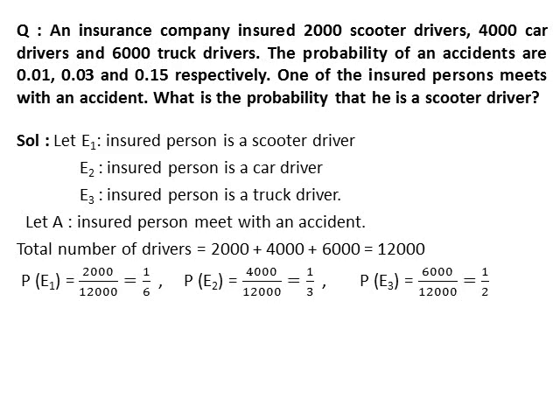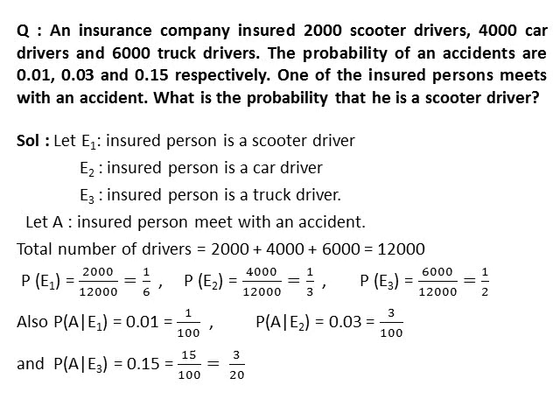Probability of E1 equals the number of scooter drivers upon the total number of drivers, equals 2000 upon 12,000, equals 1 by 6. Similarly, P(E2) equals 4000 upon 12,000, equals 1 by 3, and P(E3) equals 6000 upon 12,000, equals 1 by 2.